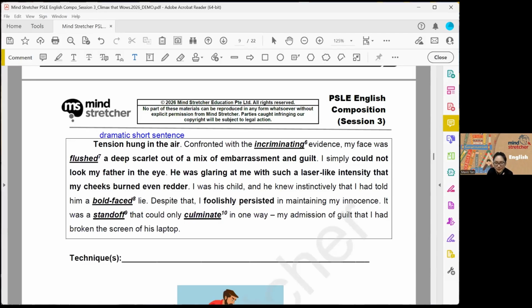Confronted. I want all of you to look at this sentence structure. I know I'm teaching you some writing techniques, but I'm also teaching you varying sentence structure. Look at this sentence, everybody. What's wrong with this sentence structure? There's nothing wrong. You see, a lot of students will begin sentences with I or my, right? Tension hung in the air. My face was flushed a deep scarlet red as I was confronted. I simply, he, I. You realize there'll be a lot of my, right? So this actually varies the sentence structure.